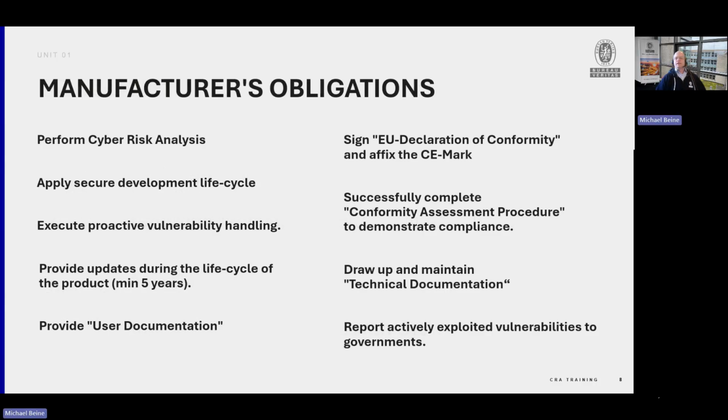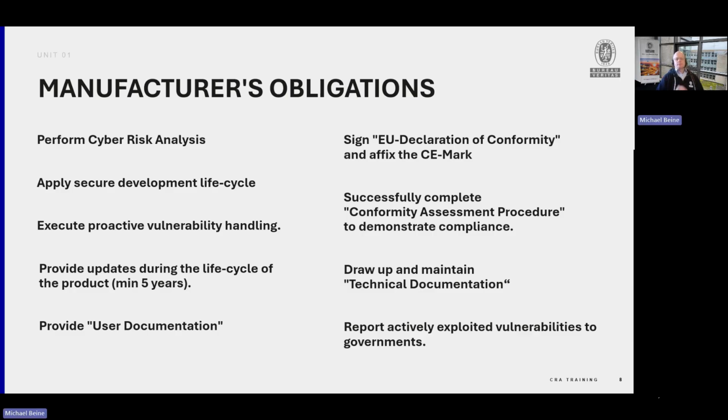So what are the obligations of the manufacturer? First of all, as I mentioned, the risk-based approach is a key element. Performing such a cybersecurity risk analysis is one of the key elements and one of the starting activities to know further on what features you need to put into your devices for security.